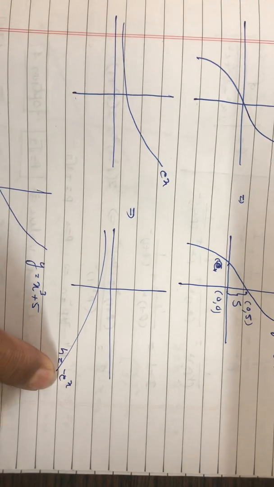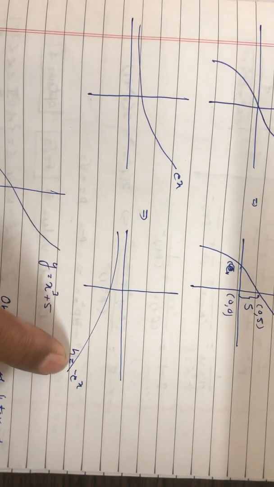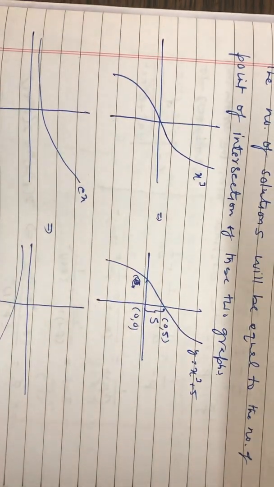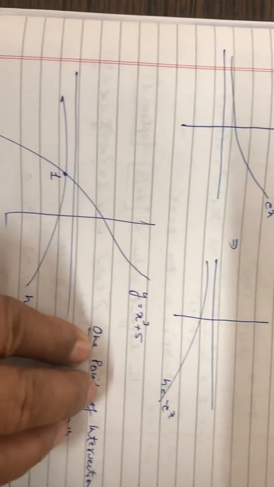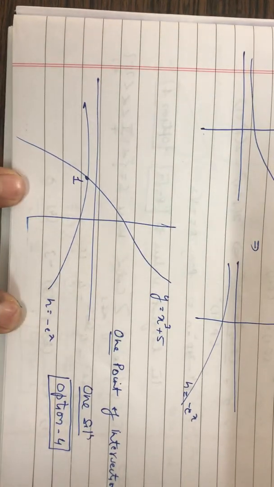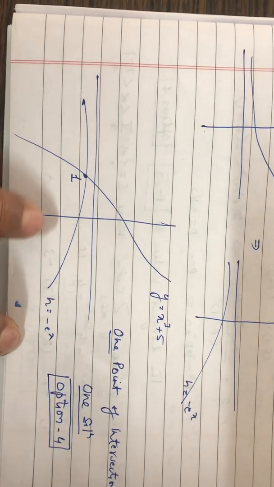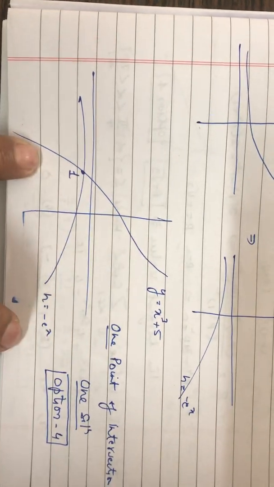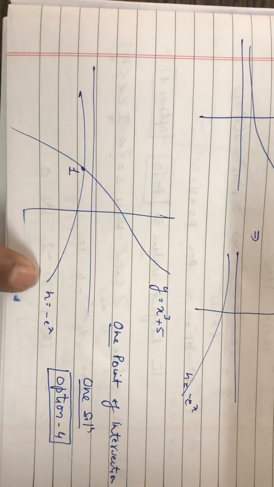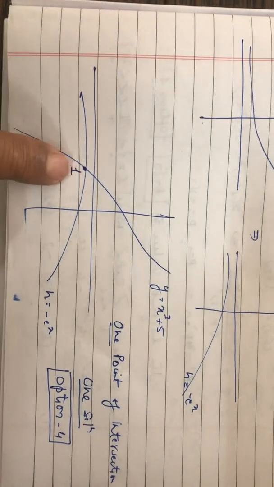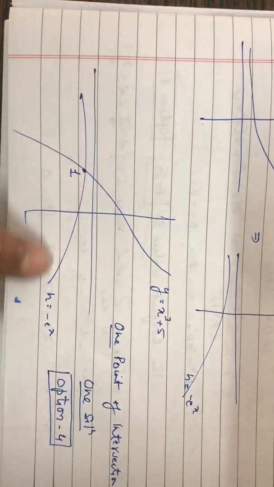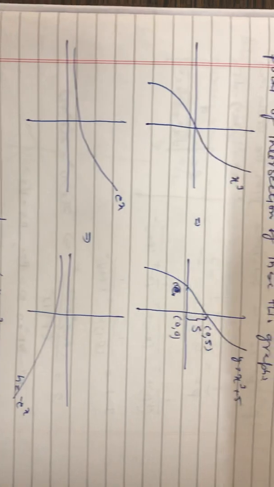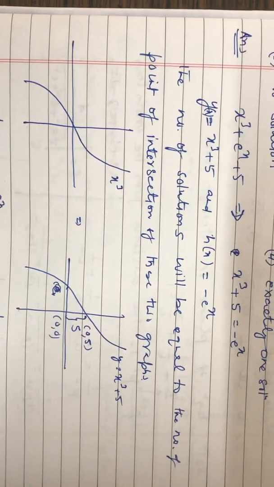Now I have two graphs with me: minus e to the power x, and y is equal to x cube plus 5. I plot these two graphs together in the same coordinate system, and as you can see, there's only one point of intersection. This is the graph of y is equal to x cube plus 5, and this is the graph of h equal to e to the power minus x. These two graphs intersect exactly at one point. Therefore, the option is basically the fourth, so this equation has exactly one solution.